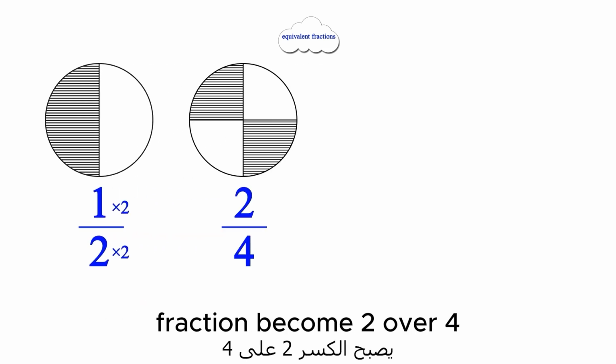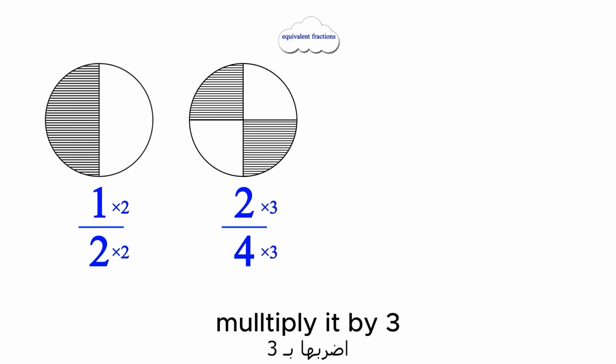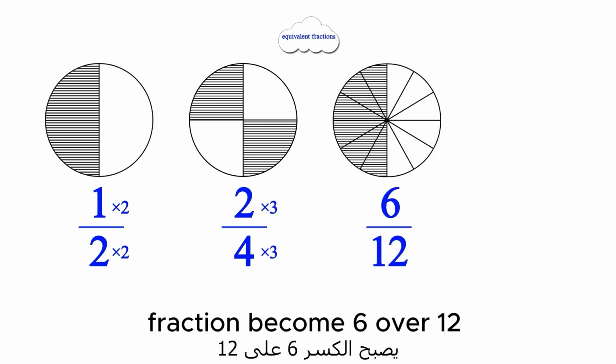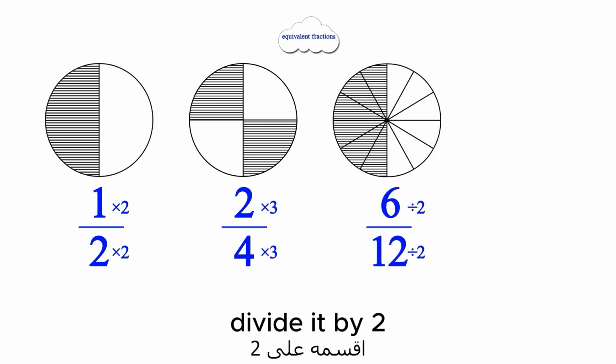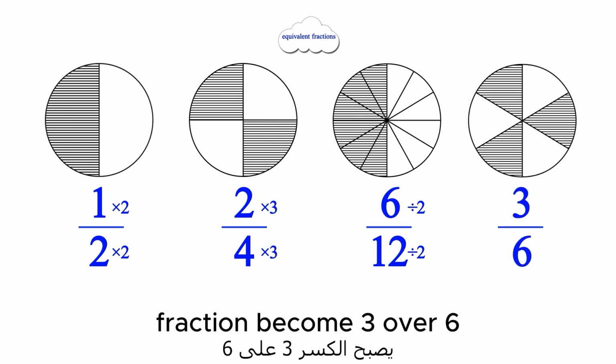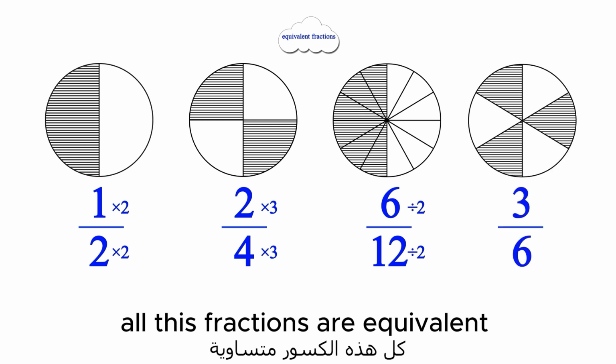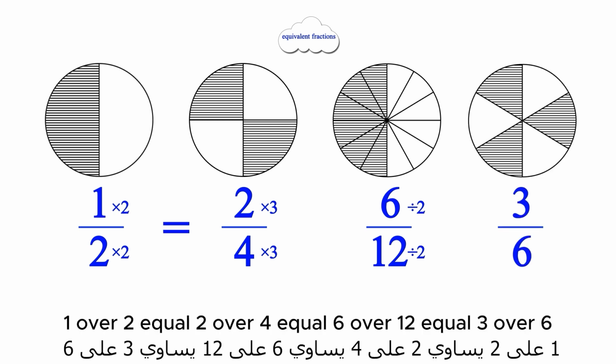The fraction becomes 2 over 4. Multiply it by 3, the fraction becomes 6 over 12. Divide it by 2, the fraction becomes 3 over 6. All these fractions are equivalent. 1 over 2 equals 2 over 4 equals 6 over 12 equals 3 over 6.